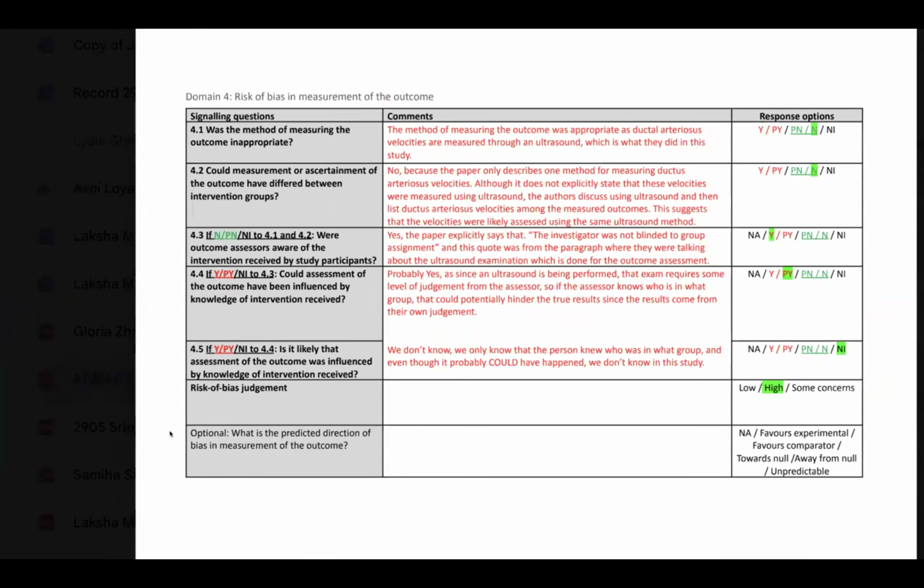Okay, for 4.1, he had said no, and his reasoning was the method of measuring the outcome was appropriate as ductal arteriosus velocities are measured through an ultrasound, which is what they did in this study. I agree. I actually put PN, or probably no. I put that as well. I put no. I agree. Okay, 4.2, he had said no. David, do you agree?